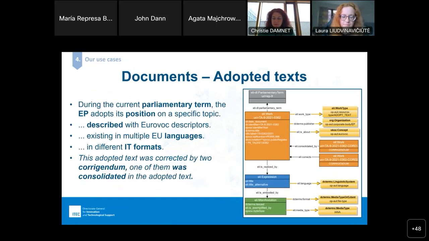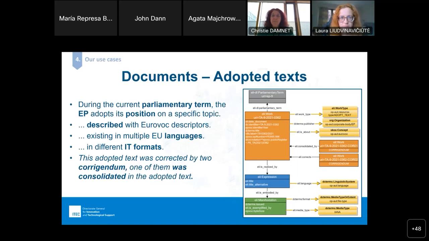Then I would present a couple of examples. Here we have represented a short summary of an adopted text. During the current parliamentary term, the EP adopted a position on a specific topic. It is described with the Eurovoc descriptors. These exist in multiple EU languages and in different IT formats. All these are represented by different boxes on the little schema you have on the right. And then this adopted text was also corrected by two corrigenda. One of them was consolidated in the adopted text. This is a kind of extra information we could also make visible and provide through the ELI-DL as it stands for the time being.